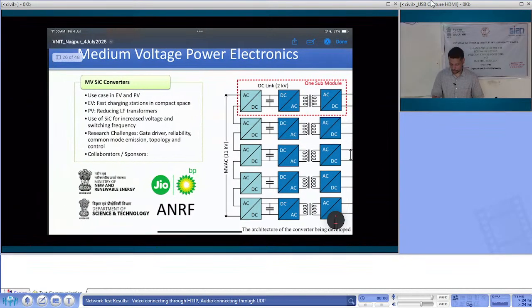So there are now two things, as I said, we are working on. One is solar connecting to medium voltage, which is funded predominantly by the Ministry of New and Renewable Energy. And the other project is where we are talking about fast EV charging station directly connected to 11 kV, which has recently started, jointly funded by ANRF, which is Anusandhan National Research Foundation, and also GEO BP, which is also contributing to this project.